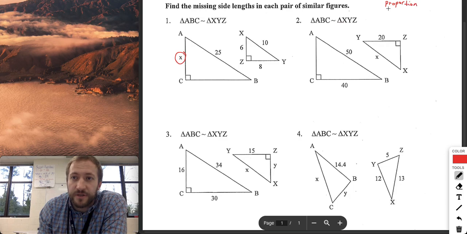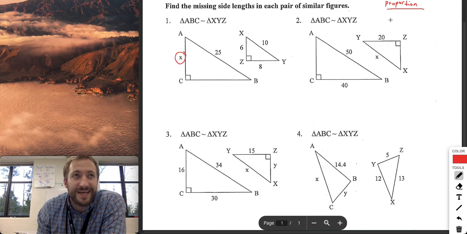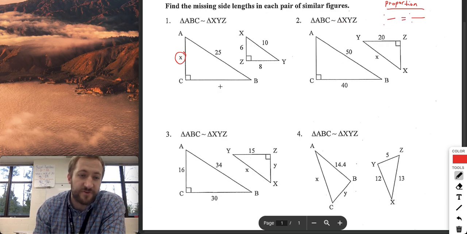Now a proportion is just two ratios that are set equal to each other. Remember, a ratio is like 2 to 1 or 5 to 10 or 8 to 3. A ratio is like that. And this is how we set it up. Two ratios set equal to each other. So I'll have a number up top, down below, up top and down below, and we just have them equal to each other. So let's go and look at this first one.